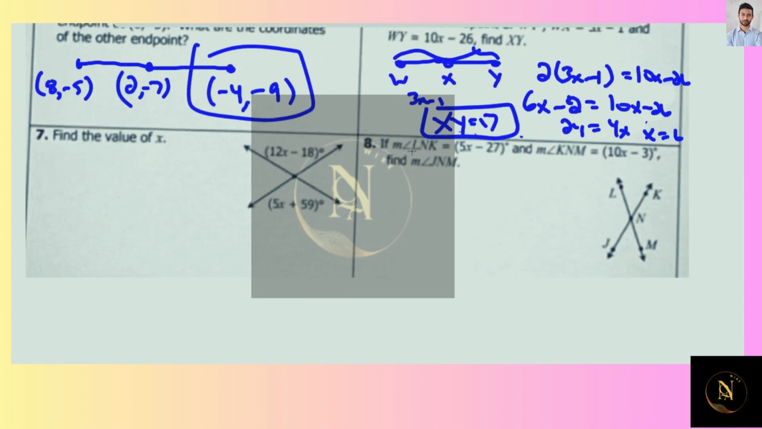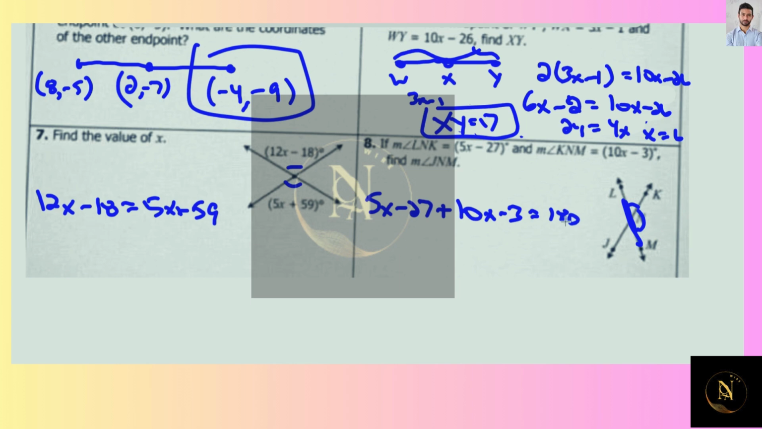I'm just going to set the next two up for you and leave you to actually solve for yourself. But here we have vertical angles. Vertical angles are equal to each other. So 12x minus 18 is equal to 5x plus 59. And number 8, if angle LNK was 5x minus 27 and angle KNM was 10x minus 3, these two angles are on a line. They add to 180. So we could say something like 5x minus 27 plus 10x minus 3 equals 180. So I'll leave those to finish for yourself.